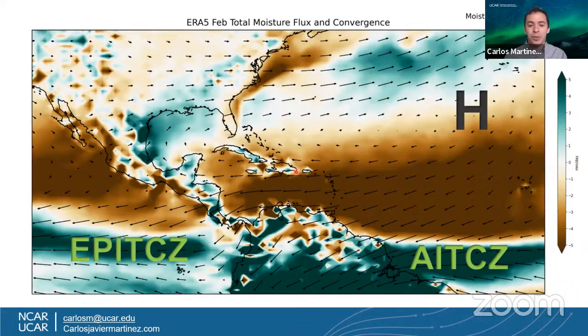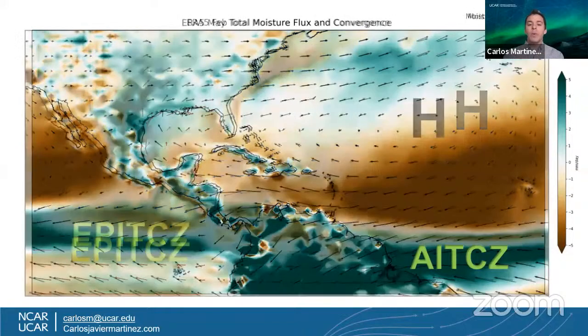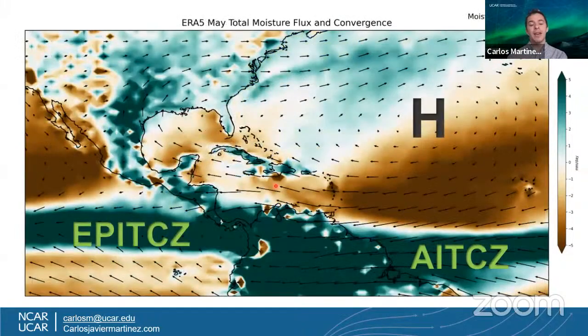We see some patches of green right over the islands. That denotes perhaps the small scale convergence over the islands, but generally speaking, we see this widespread divergence. When we move into the month of May, or the beginning of the early rainy season, we see a lot of changes here. We see the divergence band weaken across the Caribbean basin. The easterly winds become southeasterly, so we're having an influx of moisture from the tropics onto the Caribbean basin.